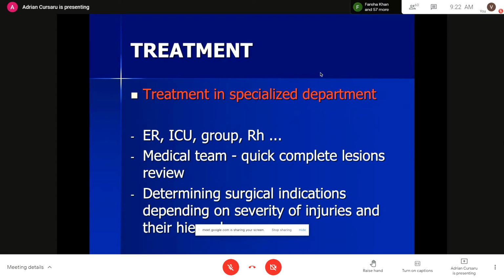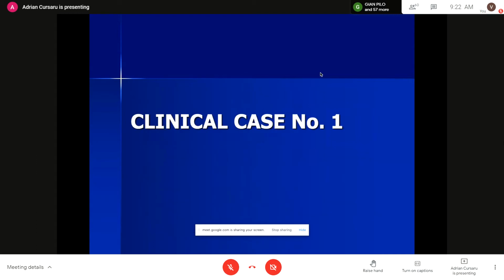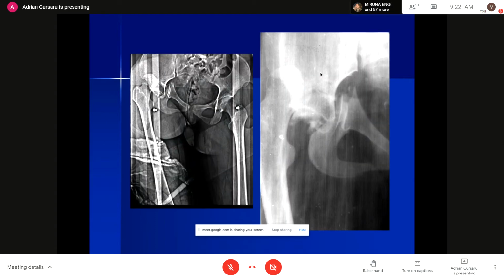This determines the surgical indication depending on the severity of injuries, and it is very important to make all our investigations very quickly and to know if it is an open fracture or a closed fracture. It is very important to establish the types of complications of fracture, because the treatment is different and the complications are most common in open fractures.